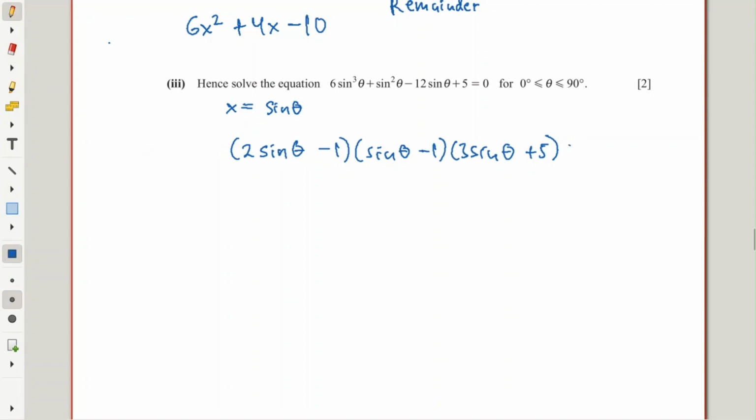So this one is equal to what? 0. So you should be able to solve this quadratic. You take each of the factors and equate to 0. Then you solve. This one, 2 sine theta minus 1 is equal to 0. Then I have sine theta minus 1 is equal to 0. 3 sine theta plus 5 is equal to 0.